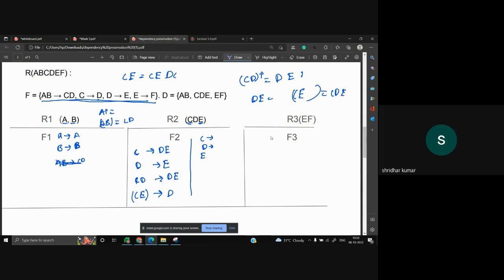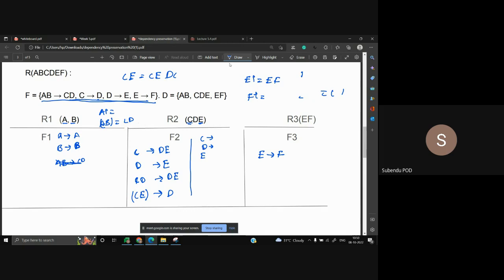Now we have to find the E closure with the help of the parent functional dependency, right? So what will we get? E closure is EF, right? So E determines F. Now you have to take the F closure. What will we get for F closure? F closure will get nothing. Right, now we have to check whether it is dependency preserving or not.